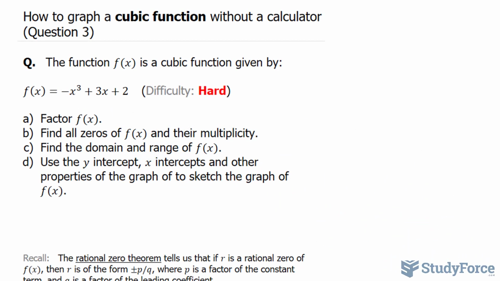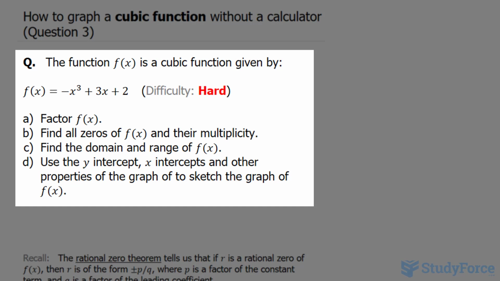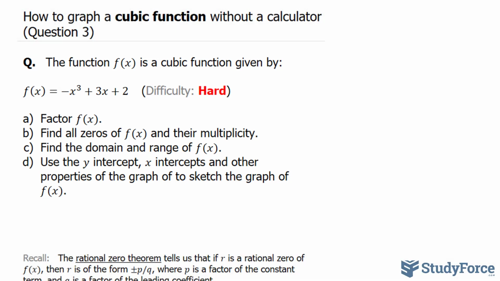In question 3 of this series, where we graph a cubic function, we end off with our hardest function to sketch, and it's shown right here. f(x) is equal to negative x cubed plus 3x plus 2. And just like in question number 1 and 2, we have to first factor it, find the zeros, the domain and range, and then eventually sketch.